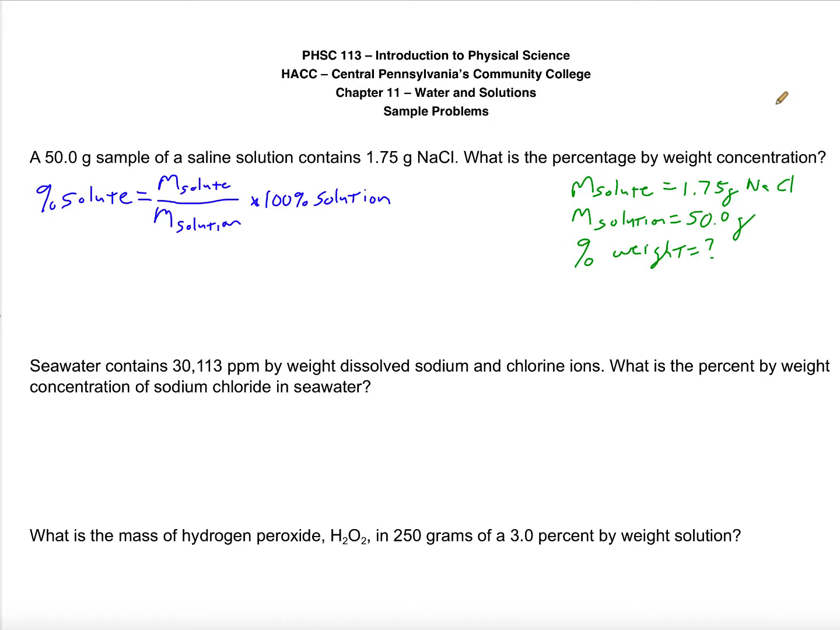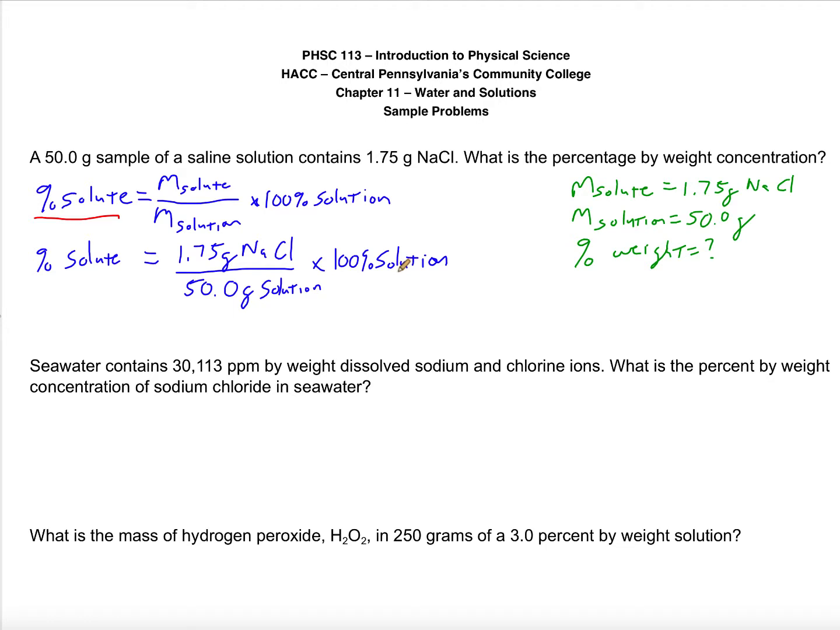So we know essentially everything to go into this equation, and all we want to find is the percent of the solute. So let's put those numbers in, and we find that the percent solute is equal to the mass of the solute, which is 1.75 grams of sodium chloride, divided by the mass of the solution, which was 50.0 grams of the solution, times 100% solution.